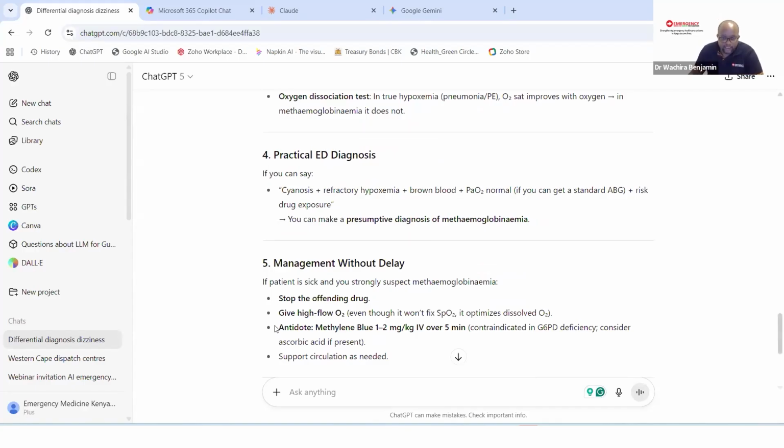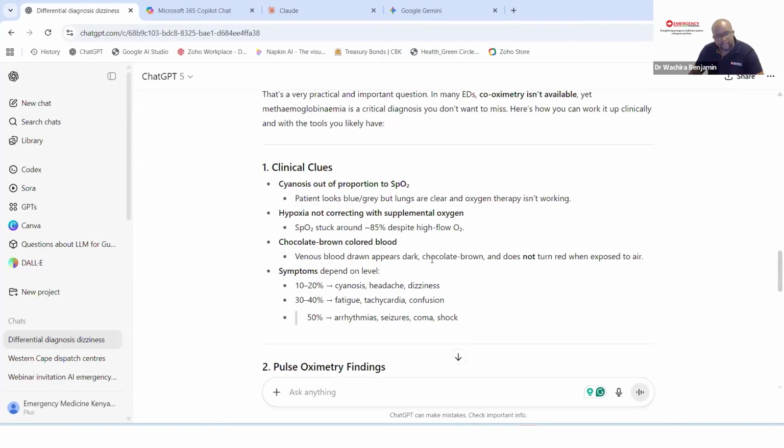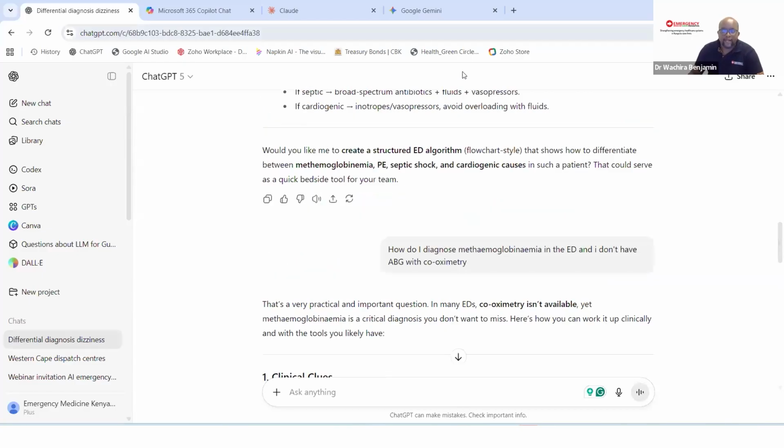So treatment. Here is the treatment. Stop the offending drug, give oxygen, give methylene blue over 5 minutes, and support circulation as required. There we go. We just managed that patient. Well done. All right, let's go to the next patient.